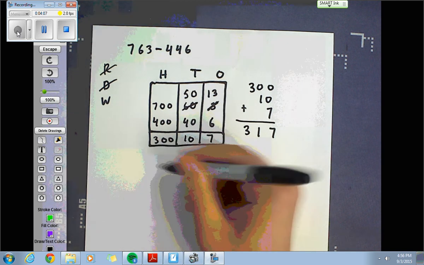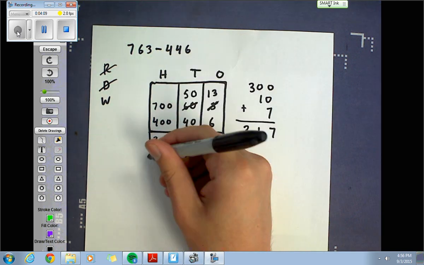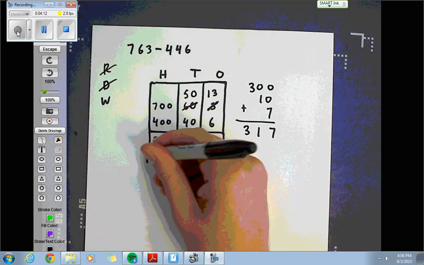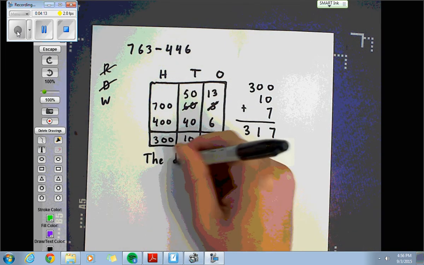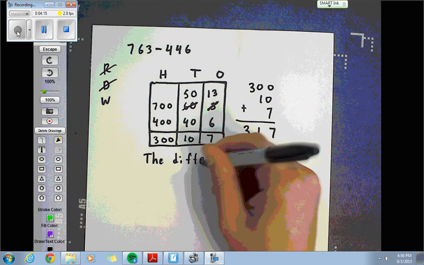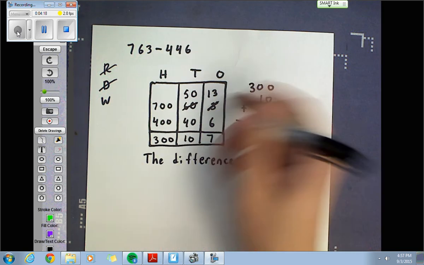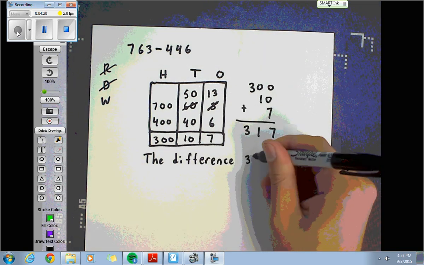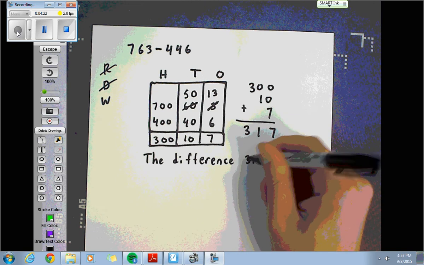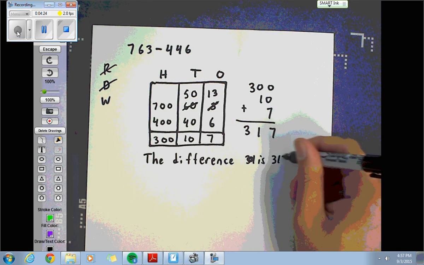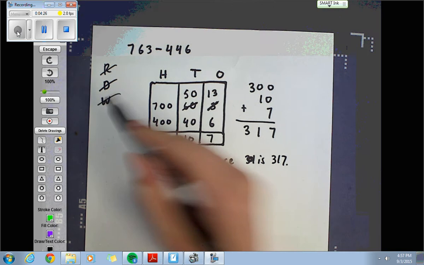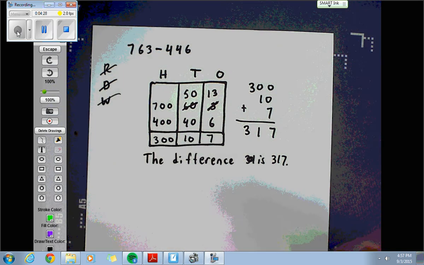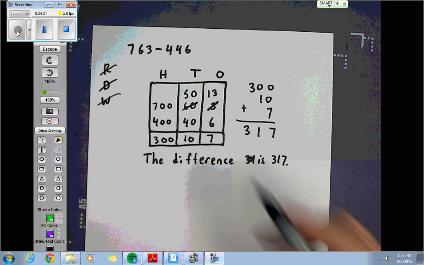Write your answer. So since this is subtraction, the answer is called a difference. So I'm going to start off by saying the difference is 317. Whoops, sorry, messed that up. The difference is 317. Cross off your W, and that is the place value strategy for modeling three-digit subtraction.